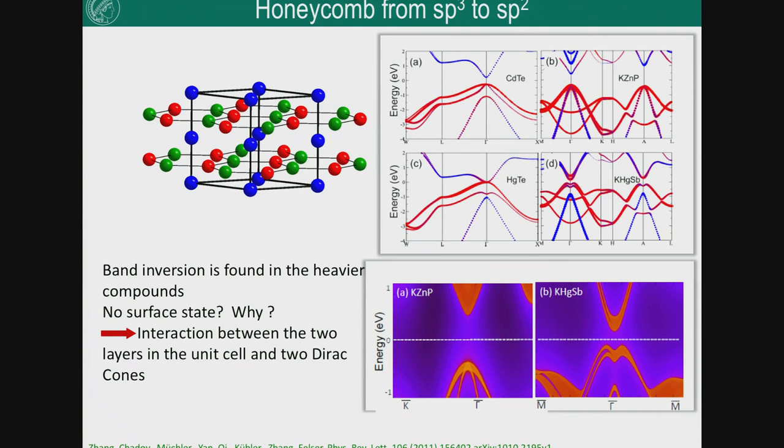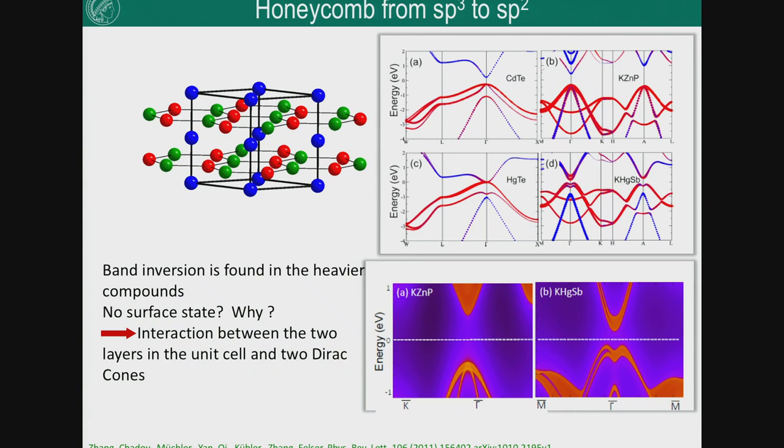But here it's a layered structure, so therefore we have at the gamma point the same band structure as at the A point because of the C direction. And in mercury telluride, we have the band inversion, which leads also to this dip in the band structure. And in potassium mercury antimony, you see also this nice dip here in the band structure and the S electron coming below.